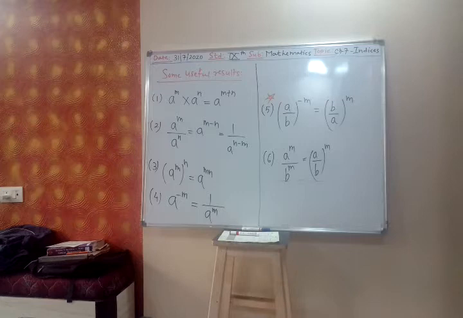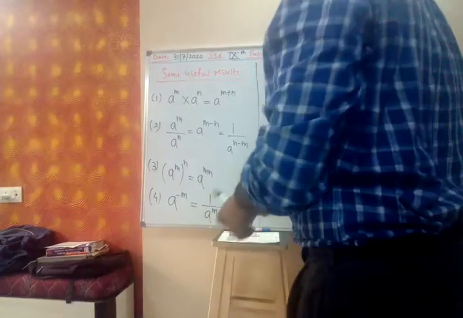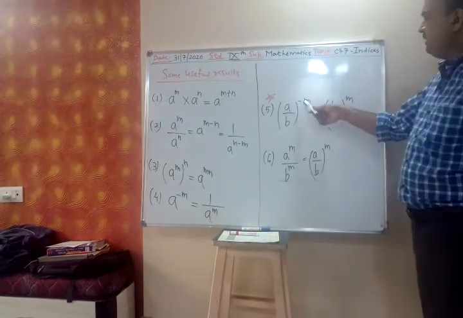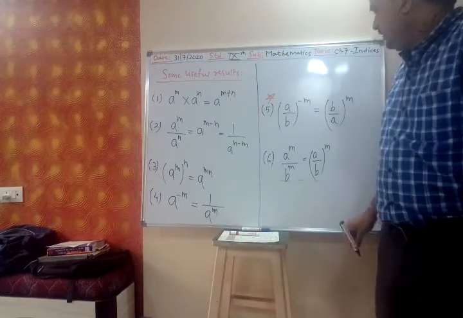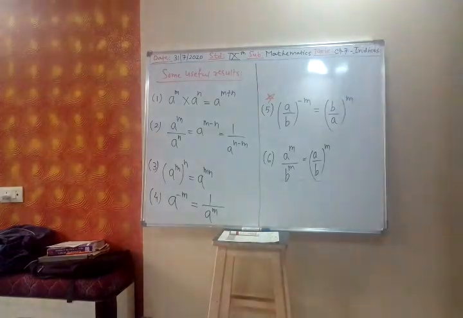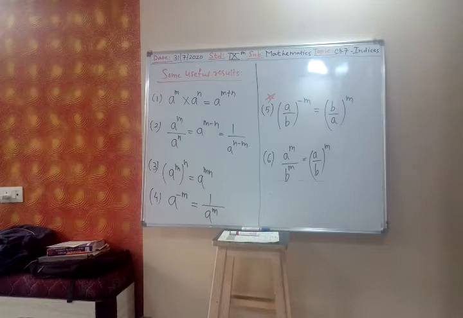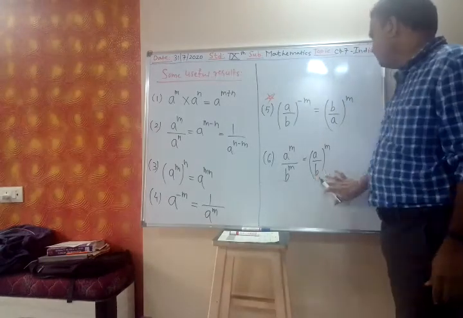A by b raised to minus m, we can write as b by a raised to plus m. So whenever the power is negative, we take the reciprocal and it becomes positive. And last is a raised to m upon b raised to n, I can write as a by b whole raised to m. This is our normal calculation.